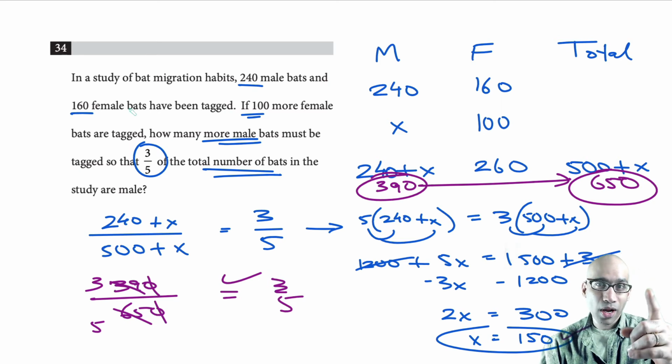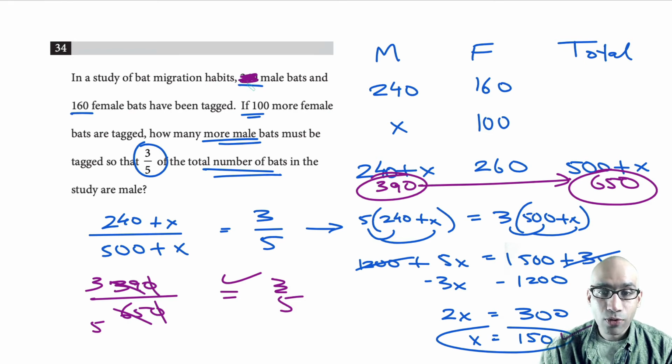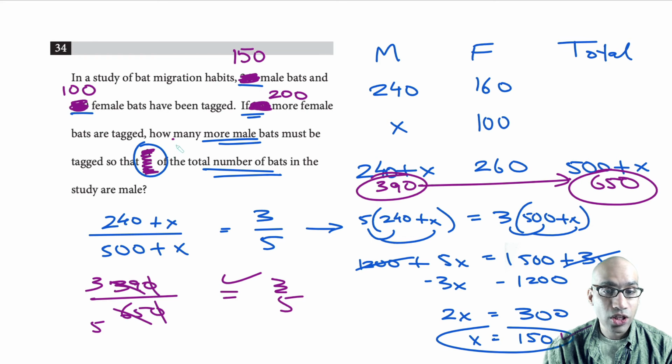Now you try this problem. I'm just going to change some of the parameters here. Let's say instead of 240, you had 150 male bats, okay? And over here, instead of 160, you had 100 female bats, okay? They have originally been tagged, and now let's say instead of this 100, you have 200 more female bats, okay? And you were asked how many more male bats must be tagged so that instead of 3/5, I'm going to change it to a half. Half of the total number of bats are female.